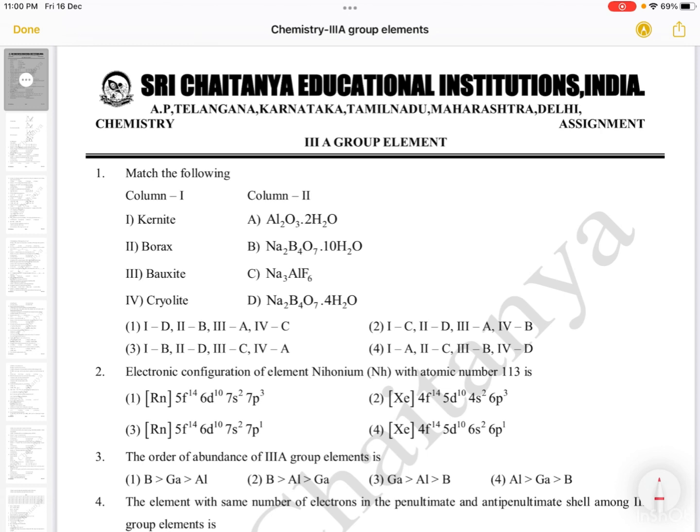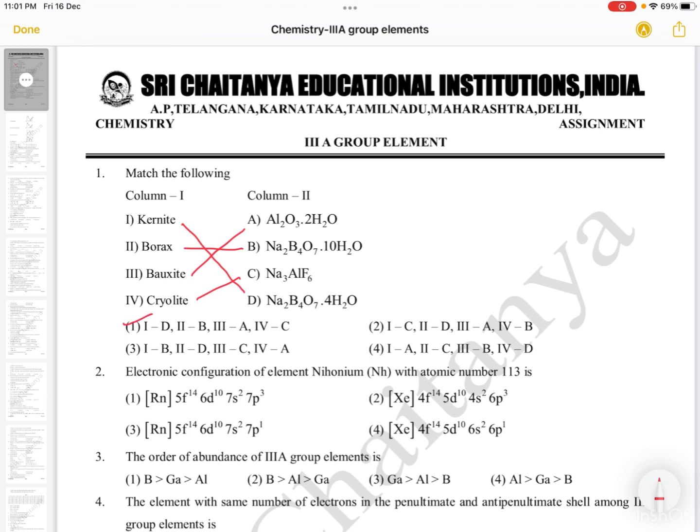Kernite formula is Na2B4O7.4H2O. Borax formula is Na2B4O7.10H2O, whereas bauxite is Al2O3.2H2O. Cryolite is Na3AlF6. So 1 is D, 2 is B, 3 is A, and 4 is C. So first option is correct.